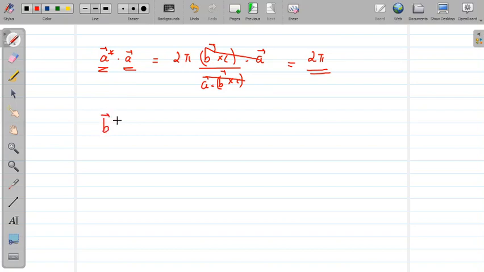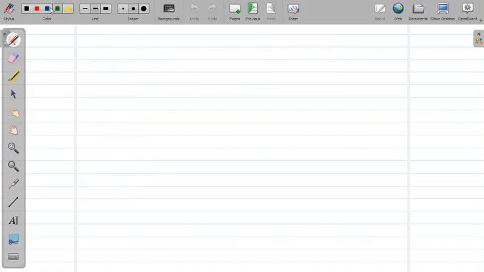Similarly, you can find the relationship between B star and B bar. Substitute and find out the final value. I leave it up to you as homework, and also try to find the relationship between C star and C bar.